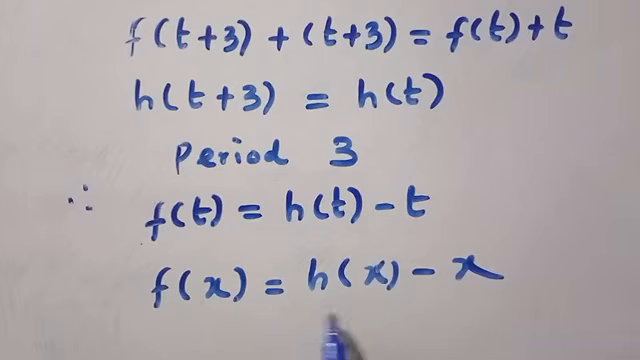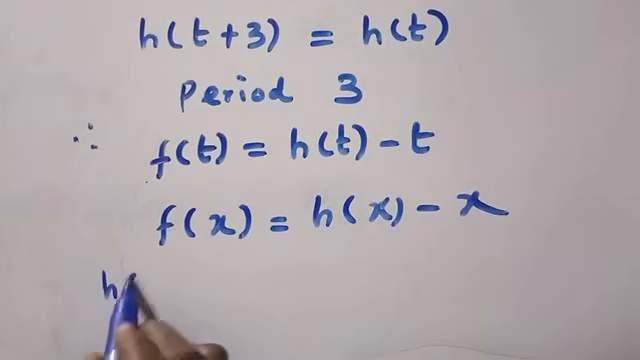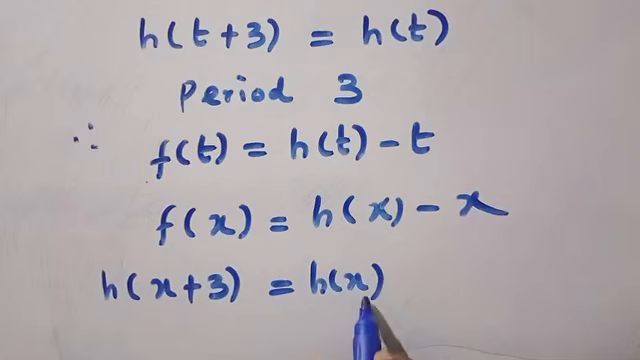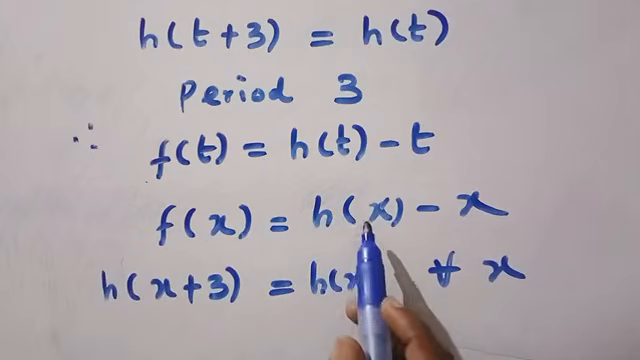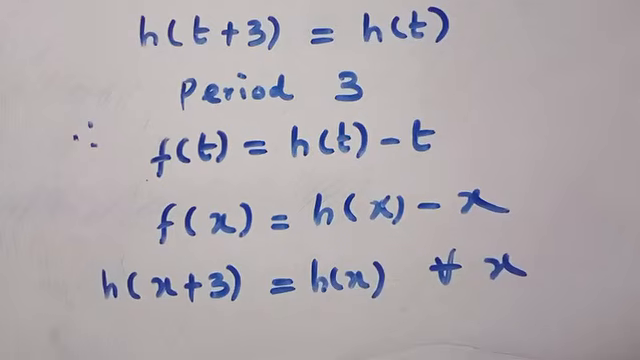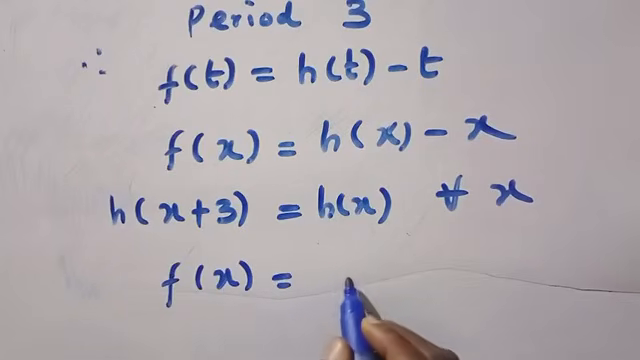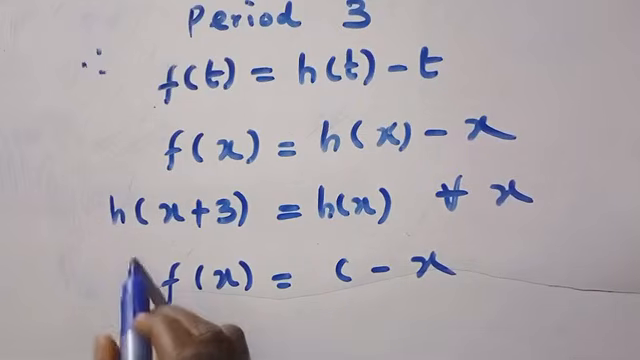So this h of x is any periodic function which takes any values, as we have h of x plus 3 equal to h of x for all x. Now h of x depends on any type of function we have. If it is a constant function, we change this one to c. For the case of this given question, we then have f of x equals c minus x, or we can call it minus x plus c.